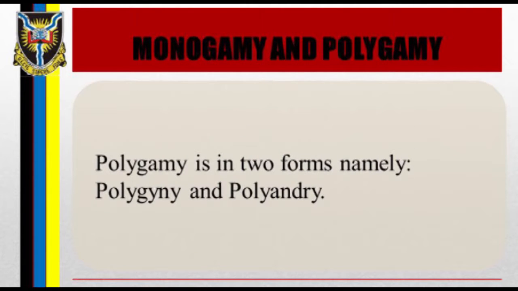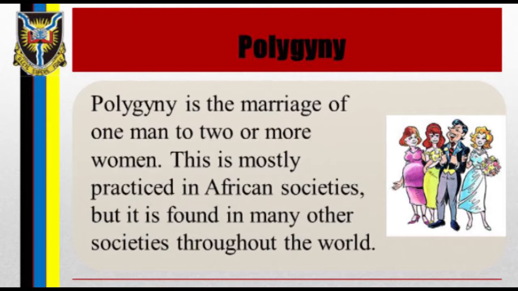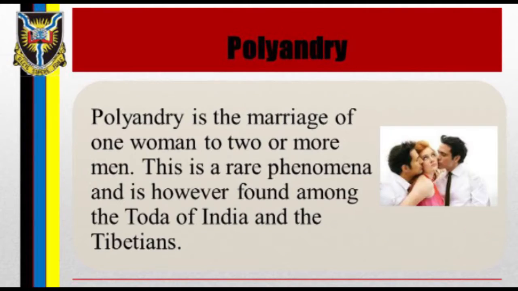Polygamy is in two forms. Polygyny is the marriage of one man to two or more women, and polyandry is the marriage of one woman to two or more men. Polygamy is the preferred form in many societies. However, it does not follow that every married individual or even the majority of the married men has more than one spouse. In fact, in such societies, monogamy is statistically the prevailing form.